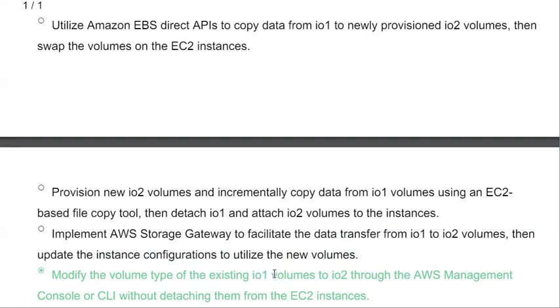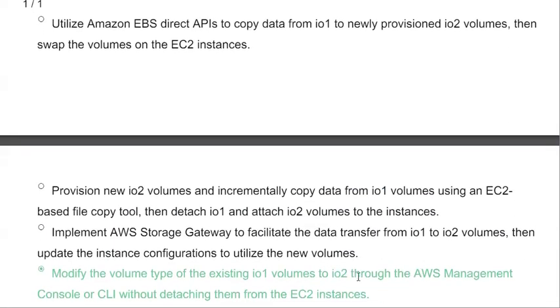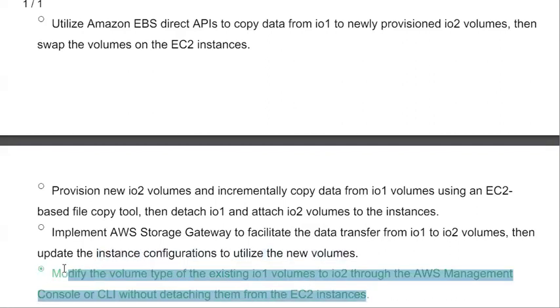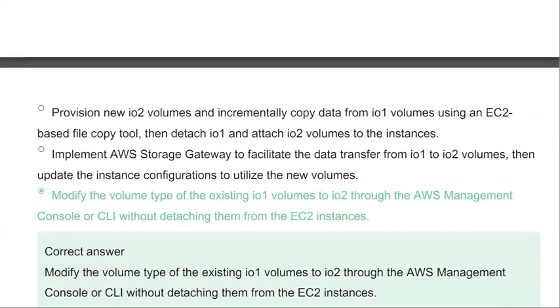But in the last option, that is minimal operation, we are just changing this IO1 to IO2 from the management console or CLI. So since there is less operational cost and less operational effort and the task is achieved by this step, that's why this is the answer. You can see the correct answer is also this only. So now let's move on to the next question.